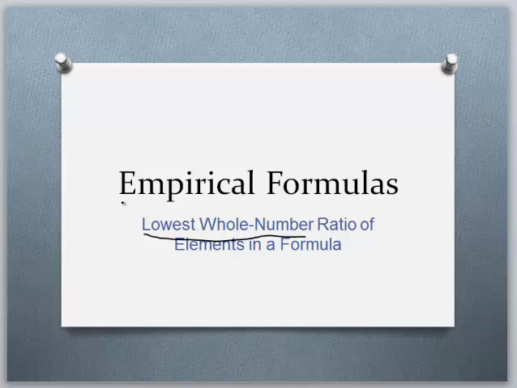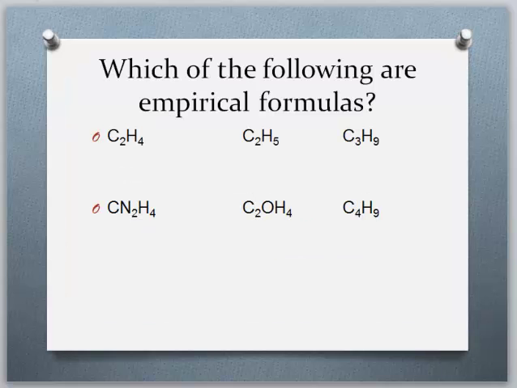The word empirical comes from laboratory data, so basically what we're doing is figuring out the formula based on lab data. Well, the first thing we want to do is talk about what an empirical formula is by giving some examples. So if you look at these following examples, the question would be which one of these is an empirical formula. So you're looking for the lowest whole number ratio.